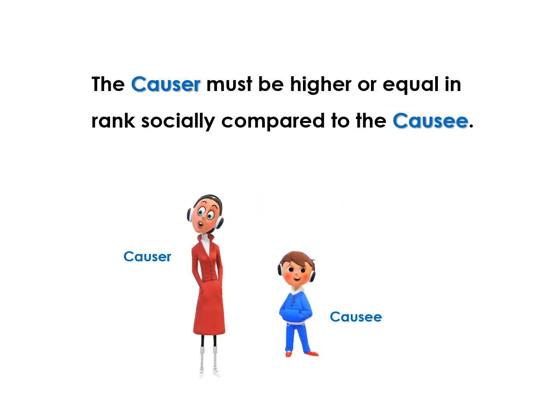The big requirement when using the causative conjugation is that the causer must be of a higher social rank, or at least equal to the causee. The sentence would be ungrammatical if the causer were socially inferior compared to the causee. So sentences like, the student let the teacher open the door would be unacceptable.